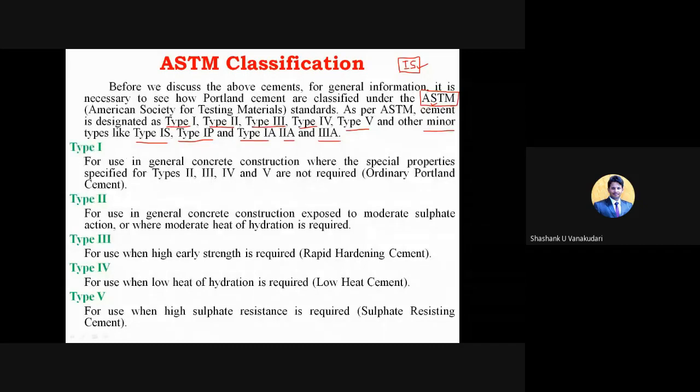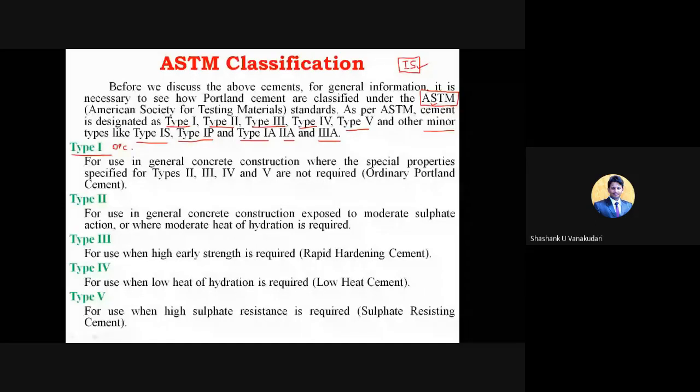So here type 1 is nothing but the ordinary Portland cement, right? We have classified it as ordinary Portland cement, but there they have classified it as type 1. Both are the same, OPC, which belongs to type 1. It is for use in general concrete constructions where the special properties specified for types 2, 3, 4, and 5 are not required.